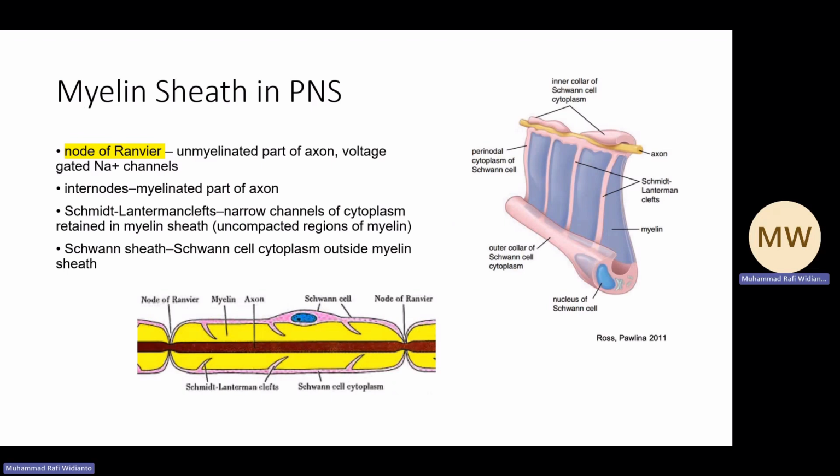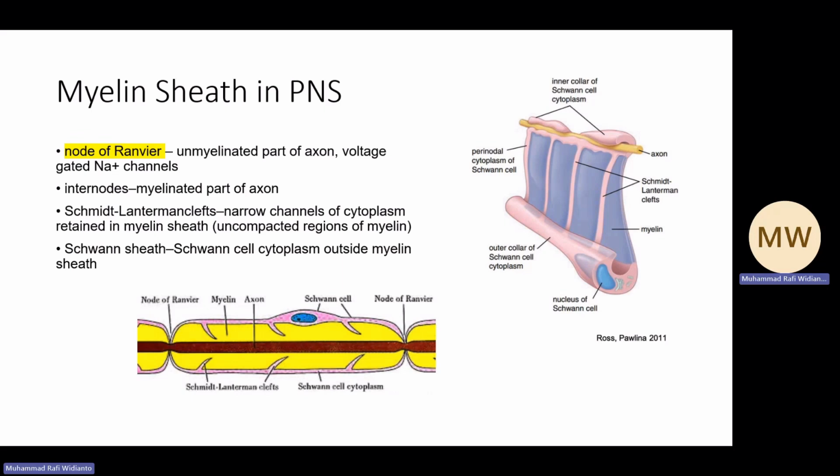And the myelin sheath in the PNS is very important because it keeps our axons insulated. So this means that our ions are not able to travel out of our axons, which creates a more efficient impulse. And in the PNS, we also have nodes of Ranvier, which are the unmyelinated parts of the axon, and they are rich in voltage-gated sodium channels.